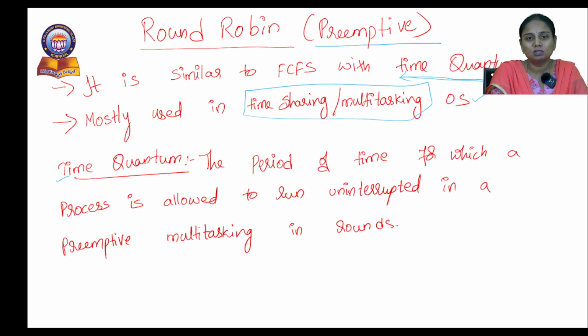Each process is going to utilize the CPU for a certain amount of time. That period of time is decided by the operating system, and each and every process gets the chance to utilize only that amount of time. If the process needs more time, again in another round it gets the chance. So let's take an example.